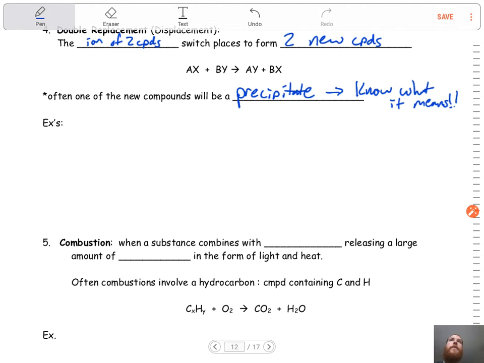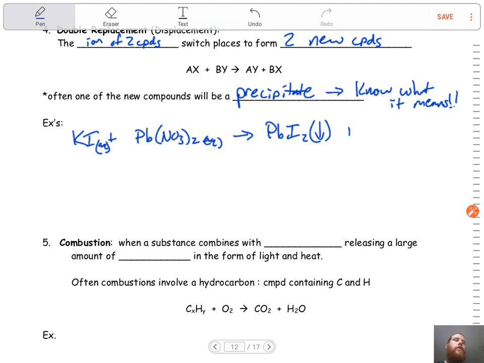Super important. Examples, we're going to have potassium iodide plus lead nitrate, lead 2 nitrate. Notice how I'm putting symbols in here as well. All right, lead iodide, lead 2 iodide. Oh, look, if you don't know what that symbol is, go back and look at your notes. You've got to know what certain symbols are, guys, within reactions. You could see them at any given time. And then aqueous over here as well.